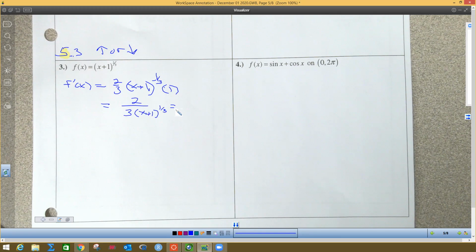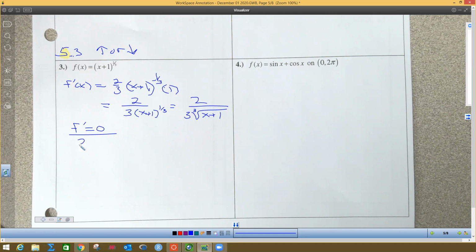And some people might want to write it in a radical form. You don't have to, but if you wrote it in a radical form, that would be the cube root of x plus 1. So this is the problem that I'm dealing with right here. Okay, so I need to find the critical number. Critical numbers occur where the derivative is 0, and I want you to write this down every time to make sure you check them all out.